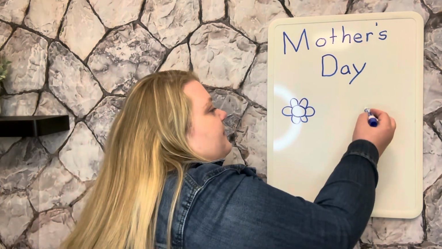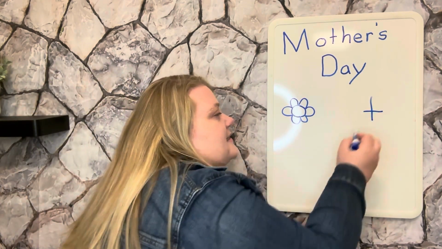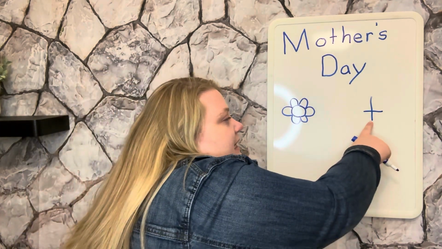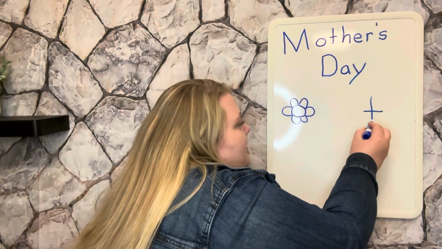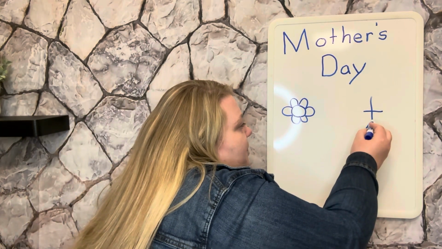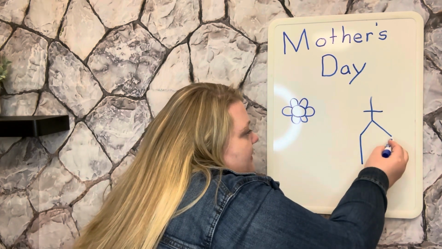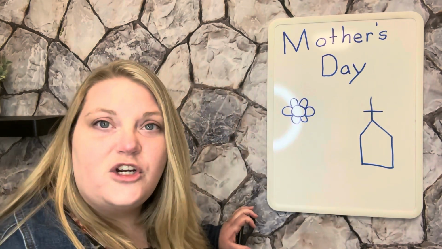So a T is a line down and a line across. Now here comes the tricky part. Underneath your T, you're going to make a house. So you make the roof, and you make strong walls, and you close up the house. That's the church.